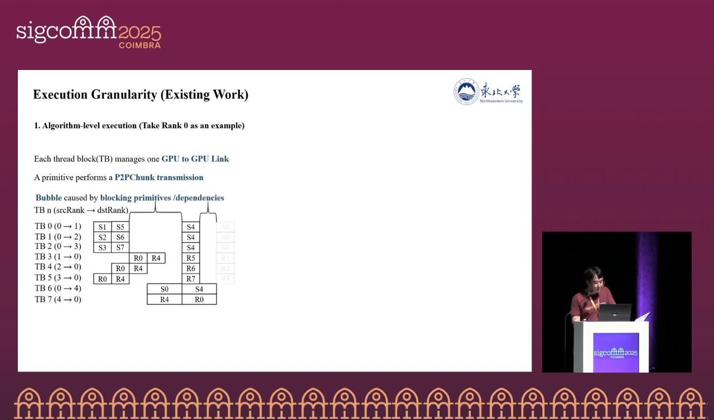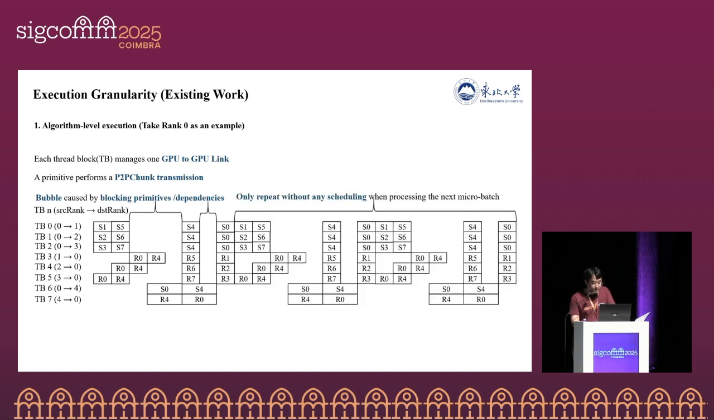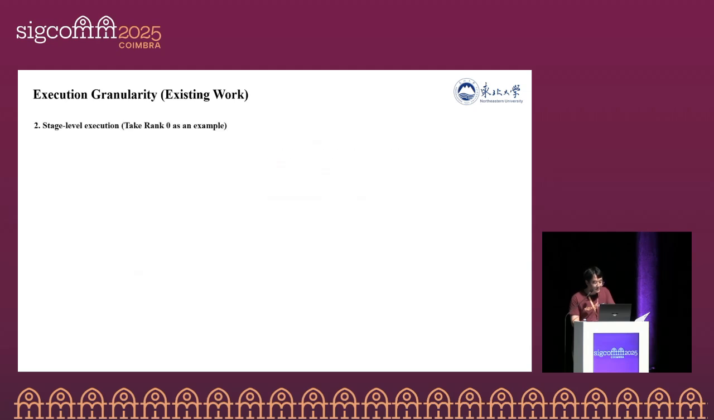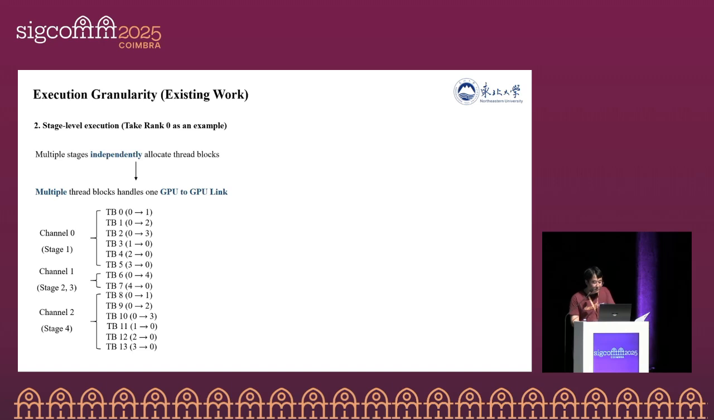Now, we will look at the algorithm-level execution. In it, one thread block is assigned to one GPU link. This approach only repeats the execution logic offered by the algorithm without any scheduling. It introduces significant bubbles, idle time due to TB blocking and primitive dependencies. The second type, stage-level execution, uses multiple thread blocks per link to avoid bubbles. Unfortunately, it leads to threads competing for bandwidth, resulting in poor resource utilization.